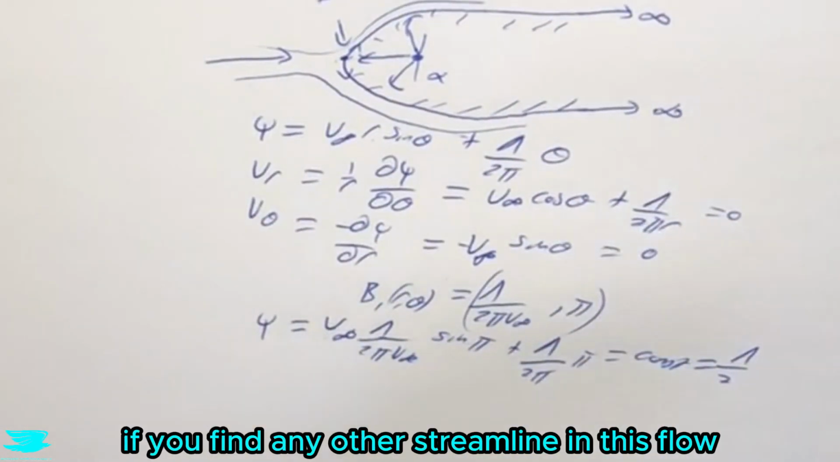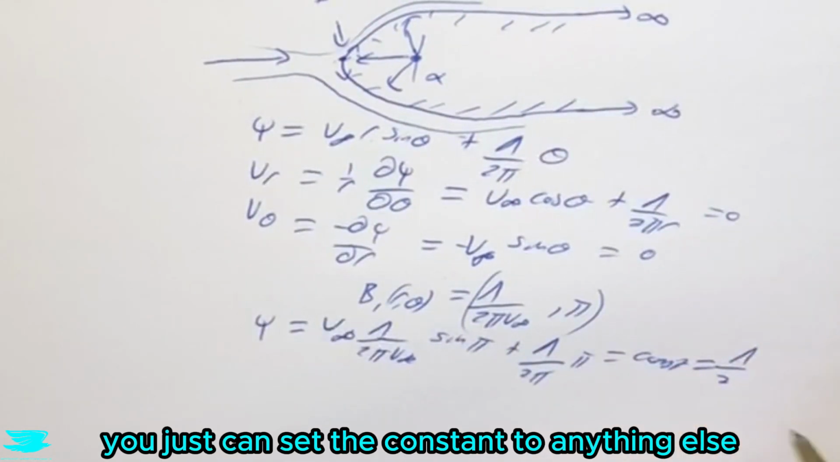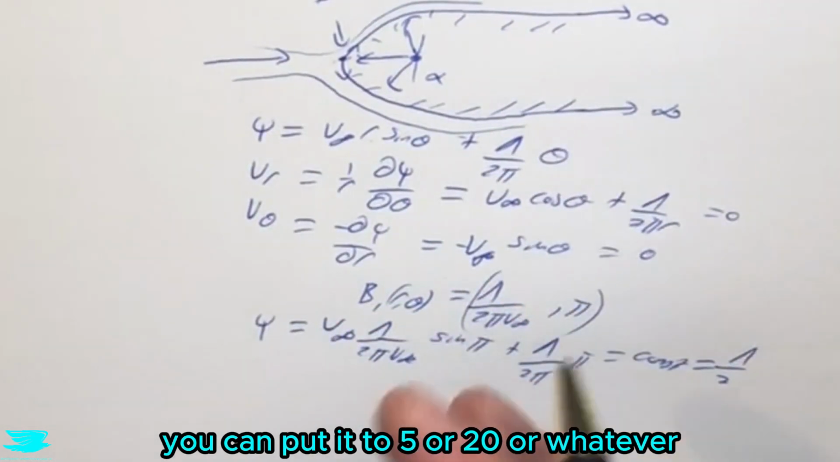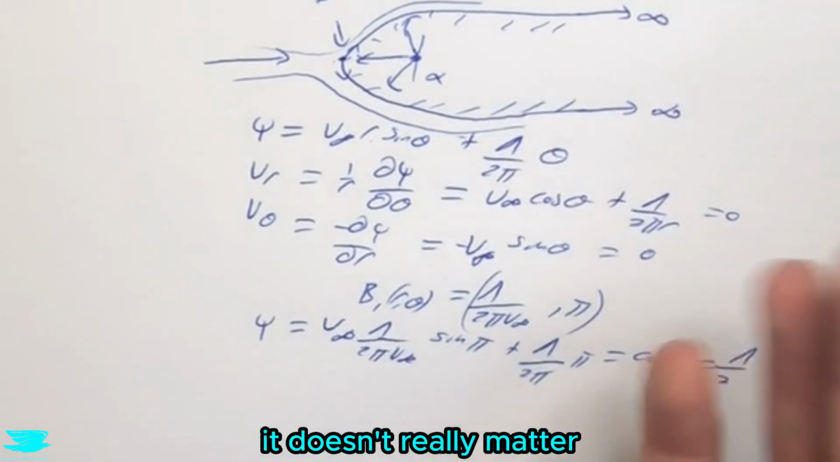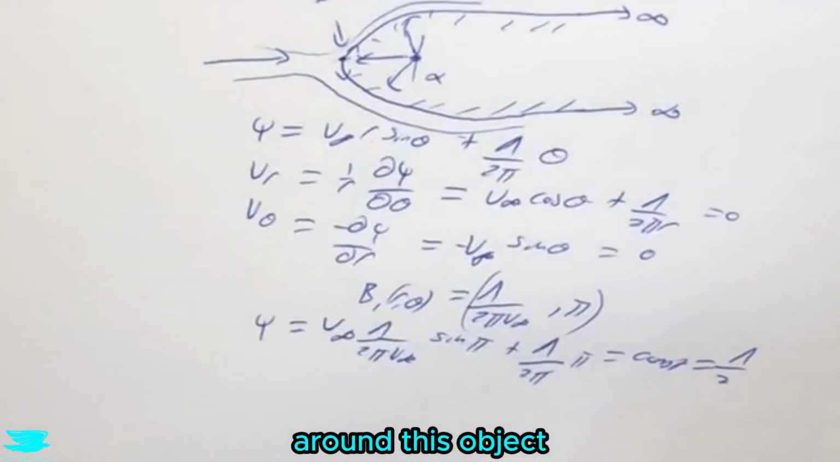If you wanted to find any other streamline in this flow, you can just set the constant to anything else. You can put it to 5 or 20 or whatever. It doesn't really matter. That will just give you different streamlines around this object.